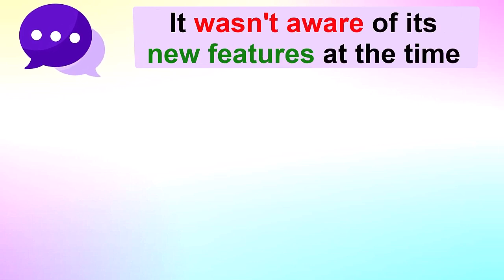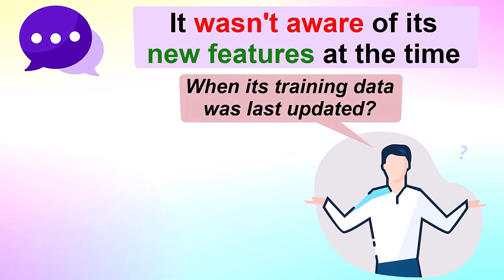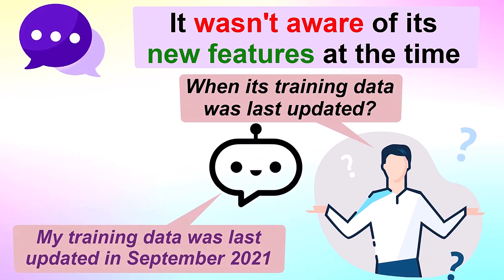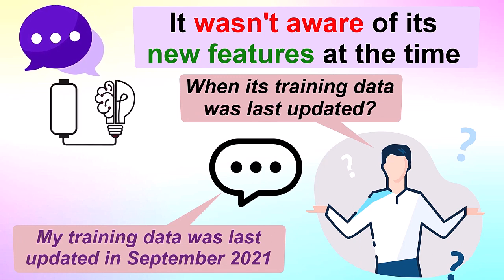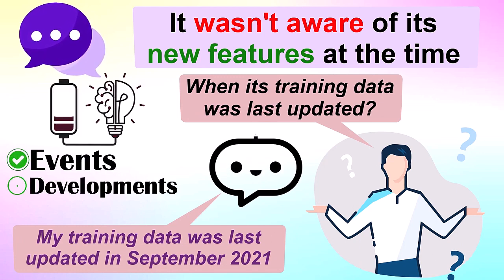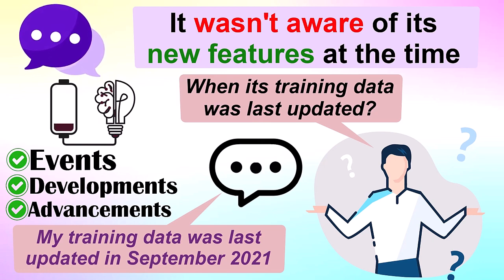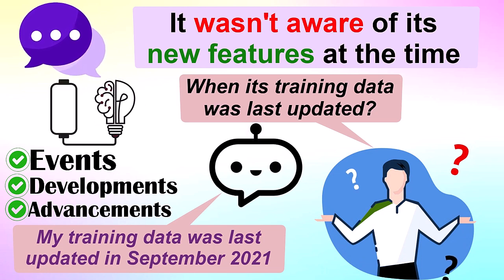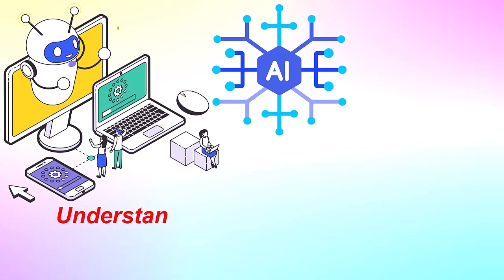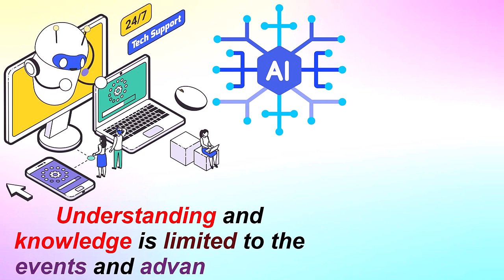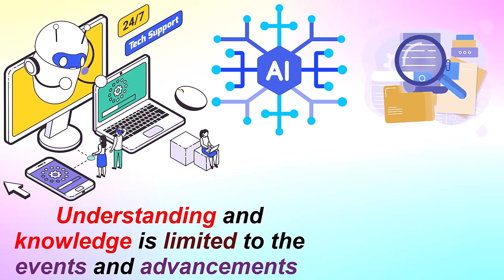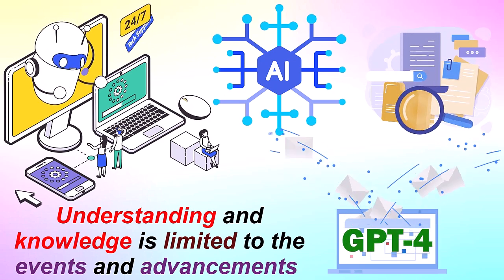Based on its answers, let's just say it wasn't aware of its new features at the time. When asked when its training data was last updated, it replied, "My training data was last updated in September 2021. Consequently, my knowledge and understanding of events, developments and advancements are limited to that time frame. I'm unable to provide information on any events or updates that have occurred since then." So, this means that the AI's understanding and knowledge is limited to the events and advancements that occurred before that time frame. Therefore, it cannot provide information about any new features that were added to GPT-4 since then.